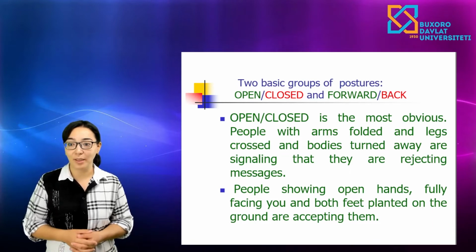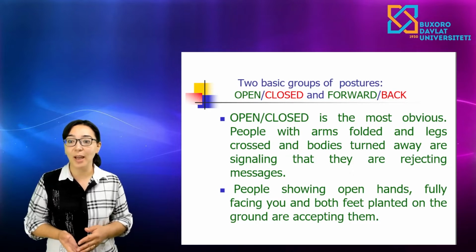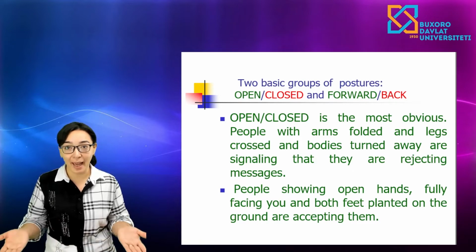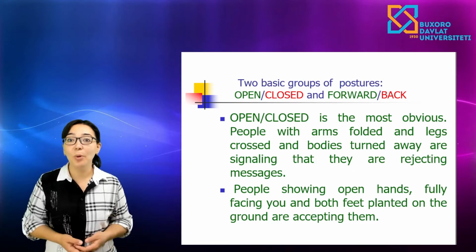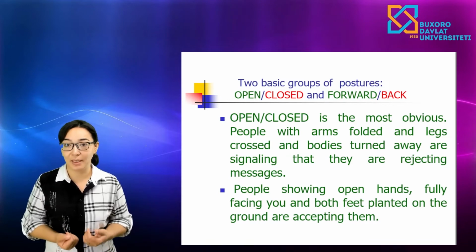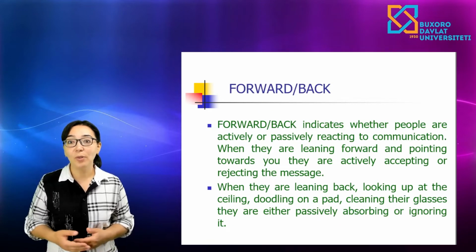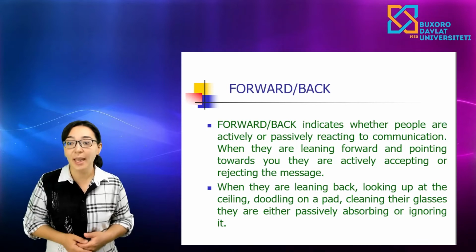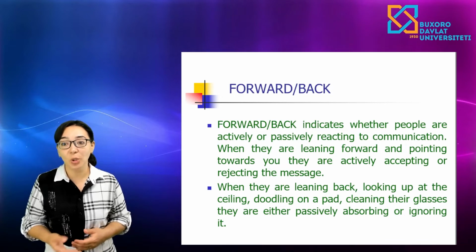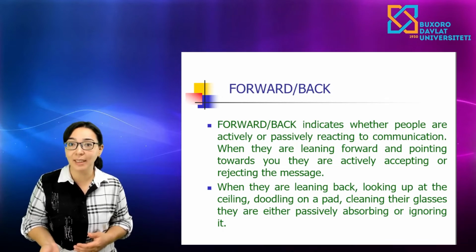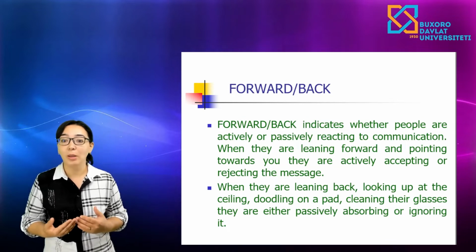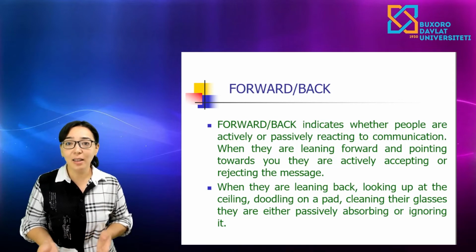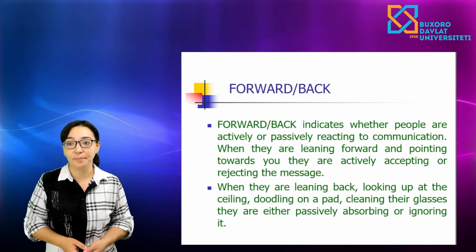People with arms folded, legs crossed and bodies turned away are signaling that they are rejecting messages. People showing open hands, fully facing you and both feet planted on the ground are accepting them. Forward-back indicates whether people are actively or passively reacting to communication. When they are leaning forward or pointing towards you, they are actively accepting or rejecting the message. When they are leaning back, looking up at the ceiling, doodling on a pad, or cleaning their glasses, they are either passively absorbing or ignoring it.